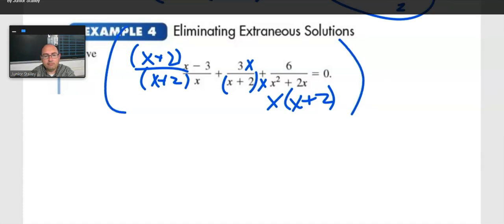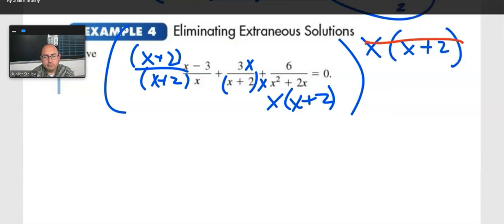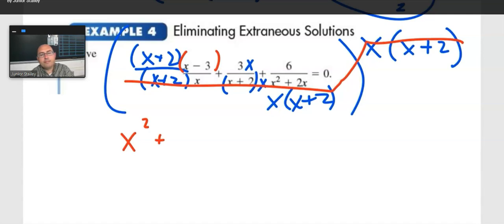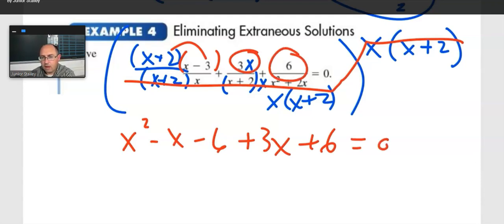So we're good to go. Then we can multiply the entire thing by that common denominator, x times x plus 2, and get rid of all those denominators. We've got a little bit of foiling to do there: x squared, 2x and minus 3x, so that would be negative x, plus 3x plus 6, equals 0.